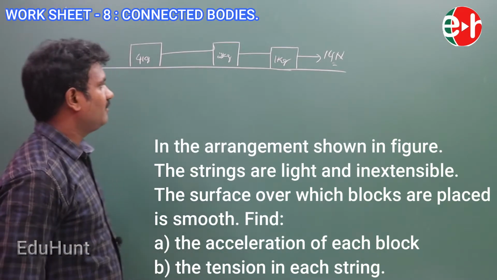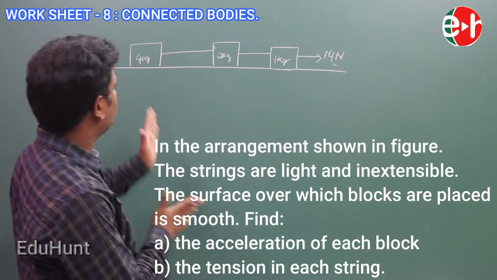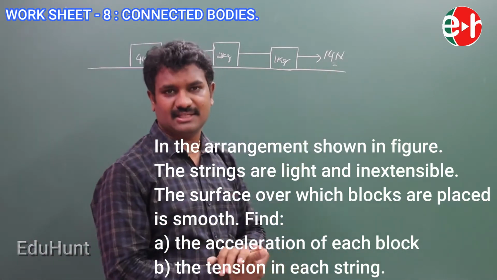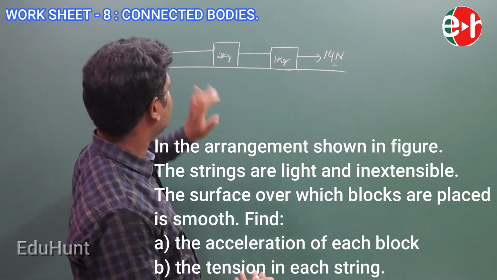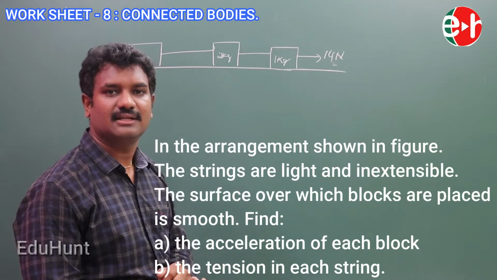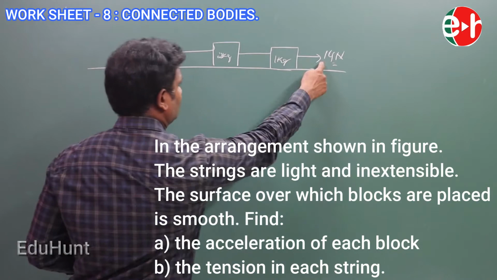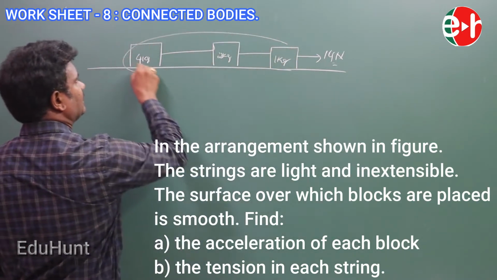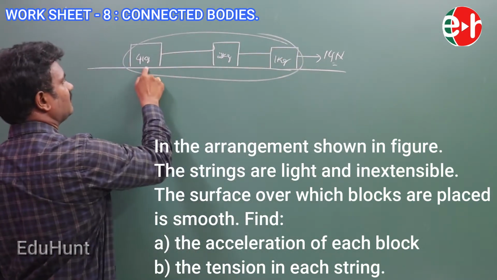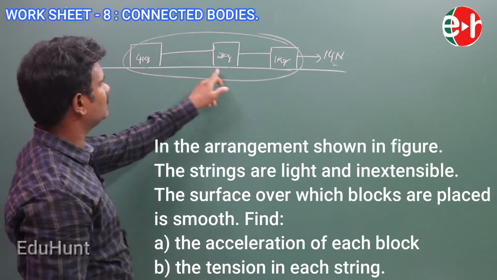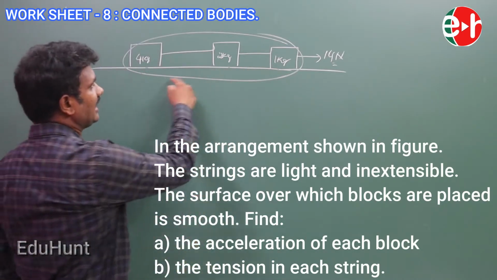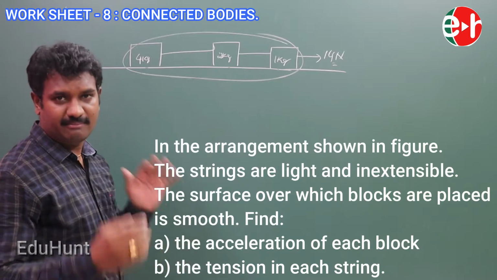Okay. Now as a whole, the system is moving with uniform acceleration as everything is attached with the inextensible strings. For this 14 newtons, these 3 blocks act as a single block of mass 4 plus 2 plus 1, 4 plus 2, 6 plus 1, 7. So this acts as a 7 kg big block.